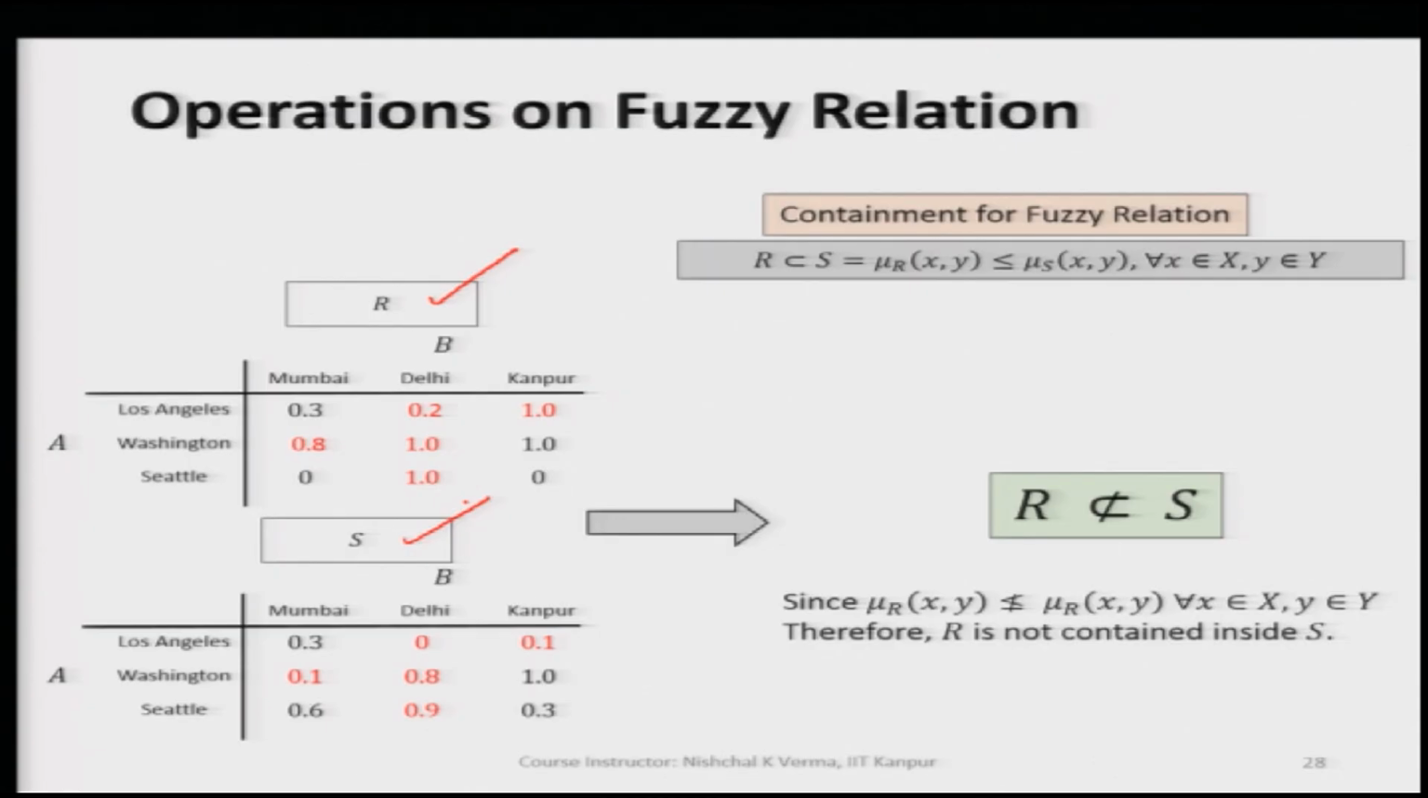with these two fuzzy relation sets that we have, if we put this condition here, we find that R is not a subset of S, because this condition is not satisfied. That means, all the membership values of set R are not less than or equal to the membership values of relation set S. So, that is why we can say that R is not a subset of S. So, this is mentioned over here. Therefore, we can say R is not contained in S.